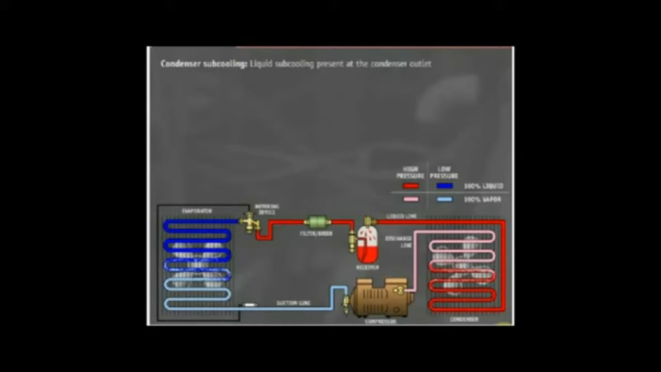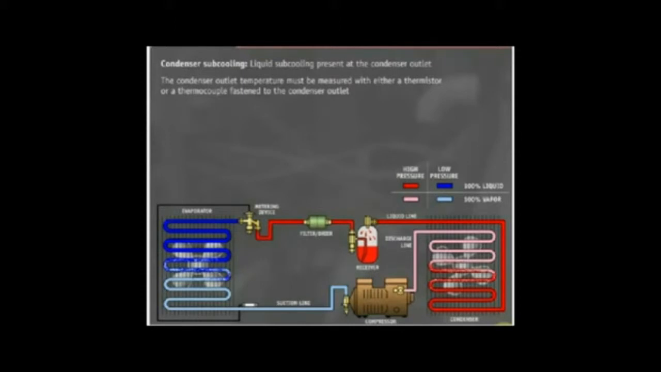When subcooled, the liquid refrigerant is not generating or losing any vapor pressure, so there is no pressure-temperature relationship, and a pressure-temperature chart cannot be used to obtain the temperature of the refrigerant. The condenser outlet temperature must be measured with either a thermistor or a thermocouple fastened to the condenser outlet.